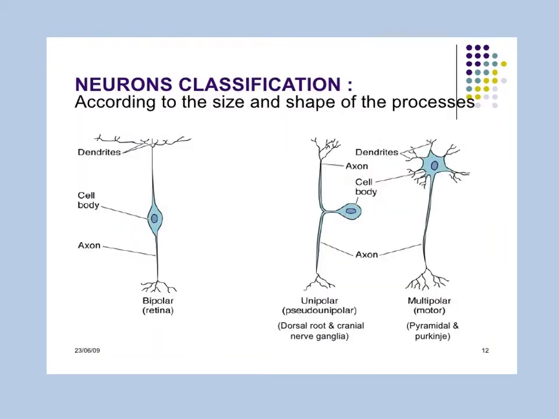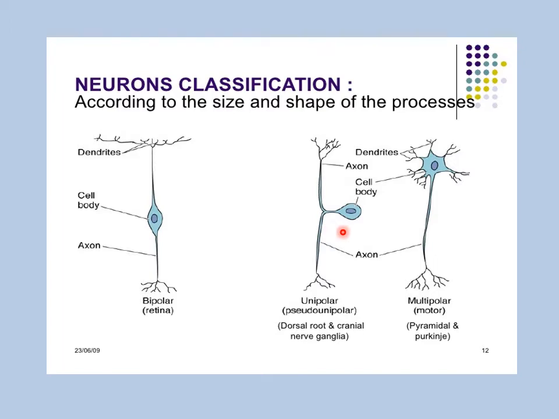The neurons are classified according to the size and shape of the processes. They are classified into bipolar neurons, unipolar neurons, and multipolar neurons. The bipolar neurons have a single cell body, and two processes arise from the cell body. Therefore, they are called bipolar neurons. Examples of bipolar neurons are present in the retina, and also the olfactory neurons in the olfactory epithelium.